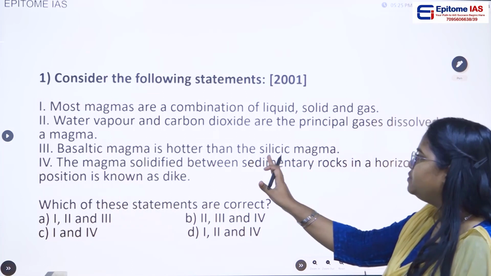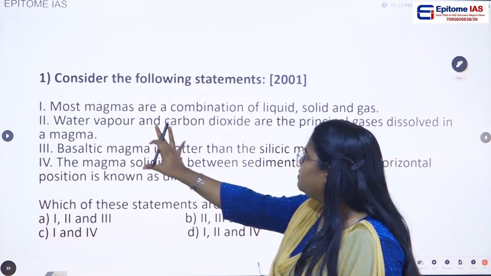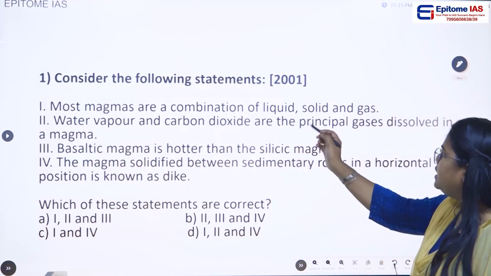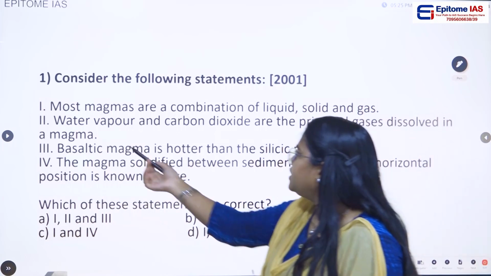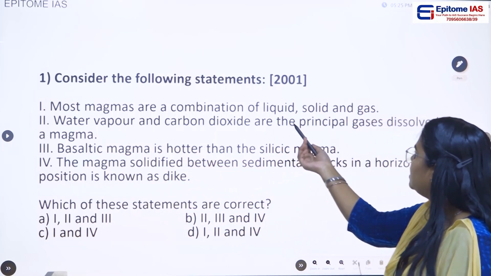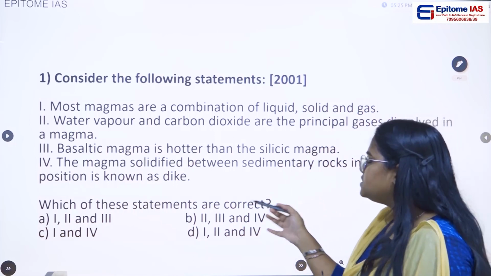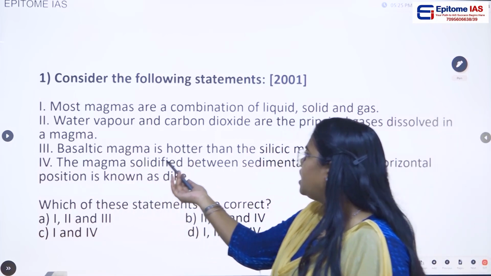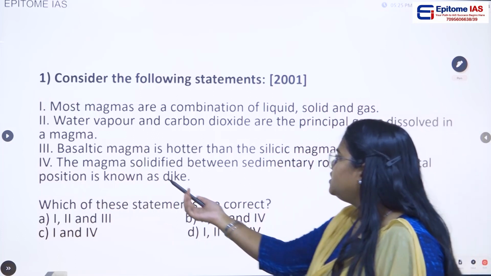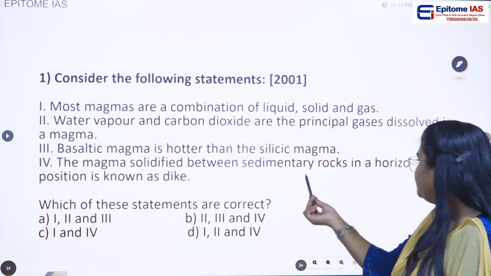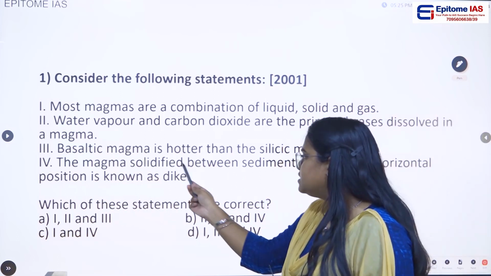The first question would be, consider the following statements. Statement 1, most magmas are a combination of liquid, solid and gas. Statement 2, water vapor and carbon dioxide are the principal gases dissolved in a magma. Statement 3, basaltic magma is hotter than the silicic magma. Statement 4, the magma solidified between sedimentary rocks in a horizontal position is called a dike.